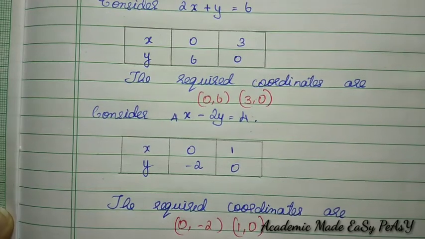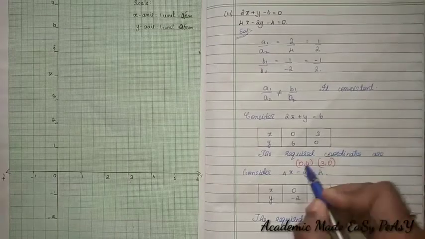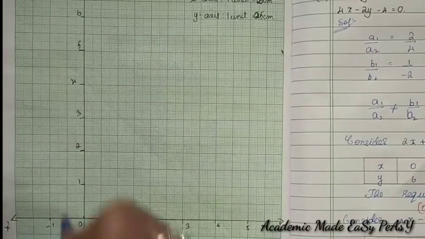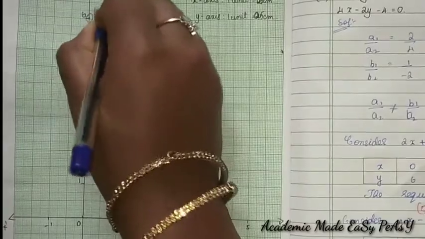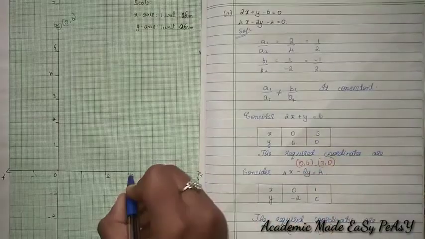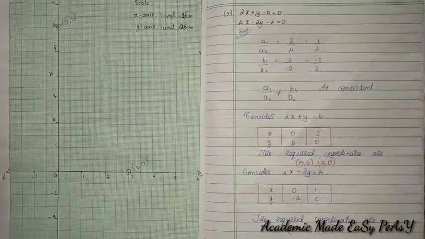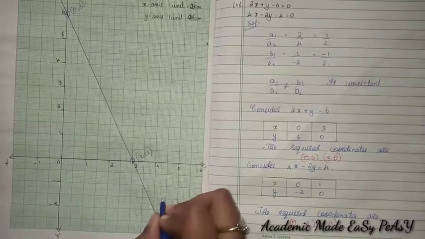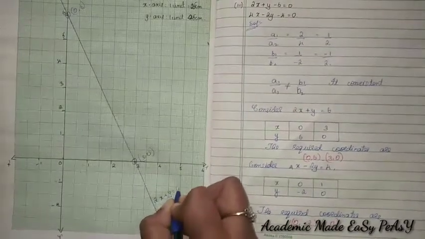So now let us start plotting the points. So 0, 6 is over here. Next is 3, 0. So 3, 0 is over here. Now I will be joining those 2 points. Let me write the equation for this. It is 2x plus y is equal to 6.